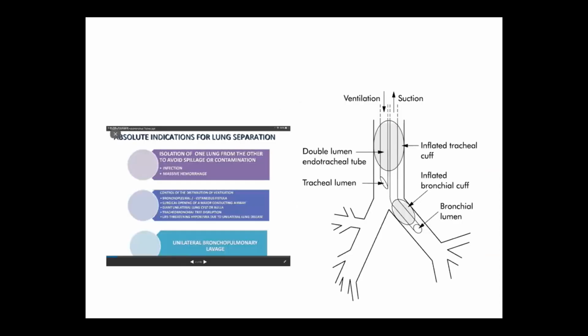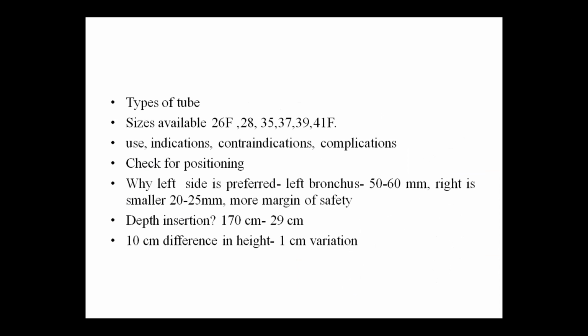Okay. Now again, when a DLT is there, you will definitely be asked what are the indications, where do they have to be used. You should know all the indications: lung separation, to isolate the lung, to control the distribution of ventilation, or for bronchopulmonary lavage. You should be well versed with all these things. Questions can be types of tube, what are the sizes available, uses, indications, contraindications, complications, how do you check for positioning, why left side is preferred.